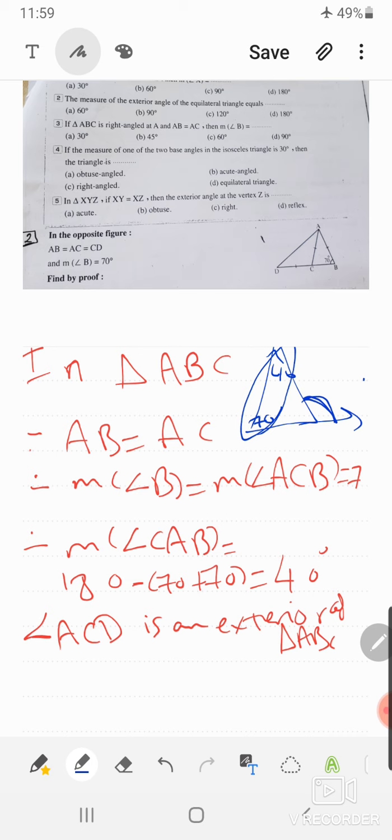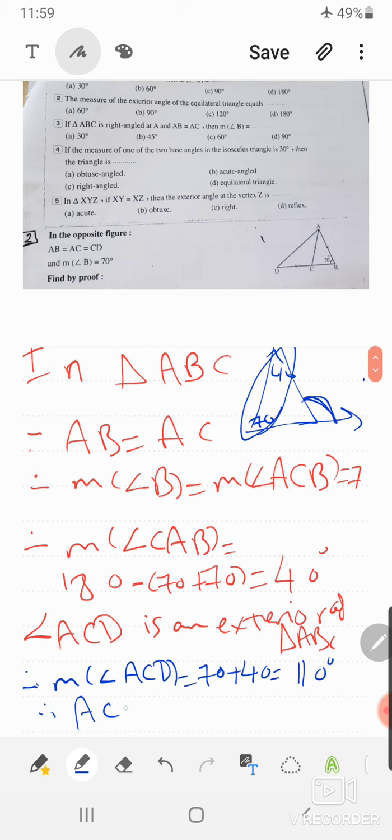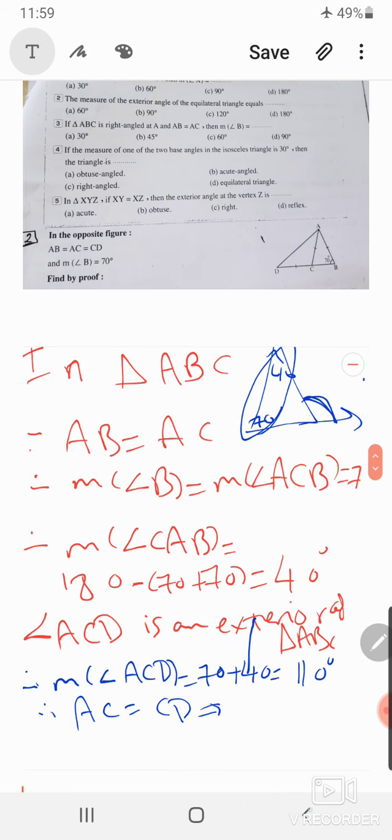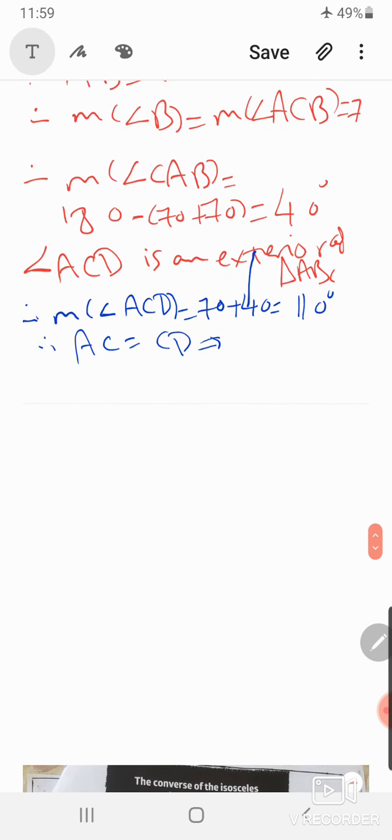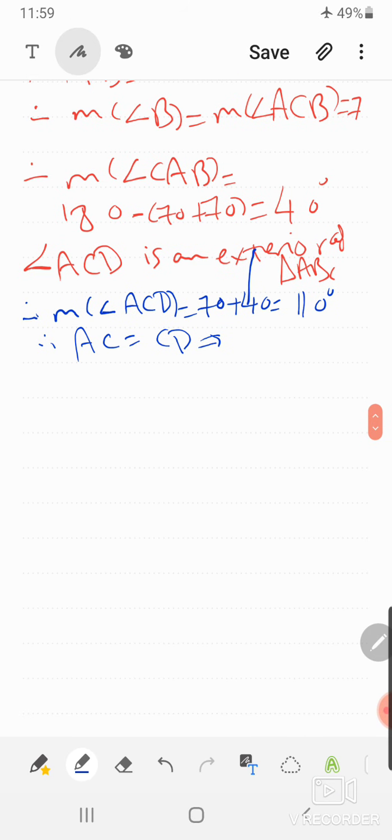So I want to measure angle ACD. Therefore, measure angle ACD equals 70 plus 40. I get the exterior, which is 110. Therefore, AC equals CD. Okay? Let's continue. Here you have AC equals CD.